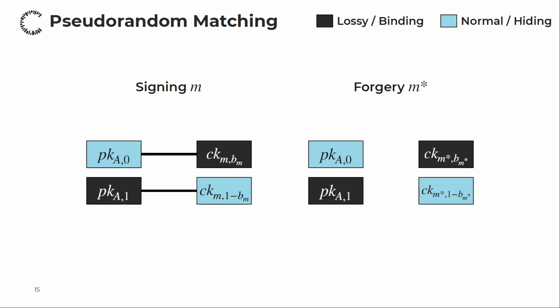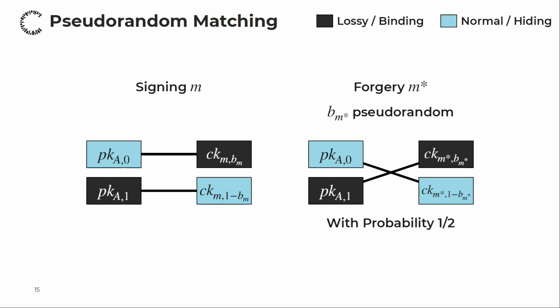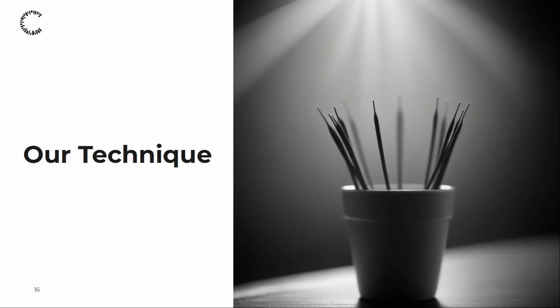And so the only thing that we can now say is that this bit bm star is pseudo-random for the adversary because he didn't query the forgery message. So with probability 1/2, the matching will be like this, and in particular, the lossy public key will be matched with the binding commitment key. And generating this part of the signature is a statistically hard problem. So that's the pseudo-random matching technique.